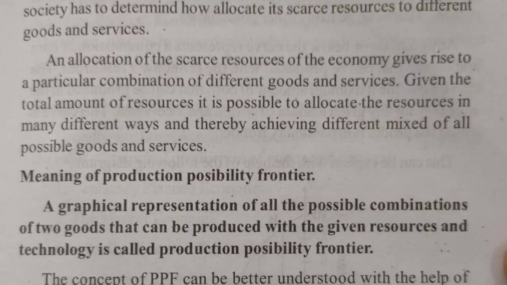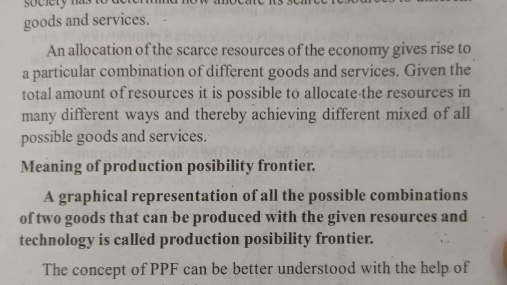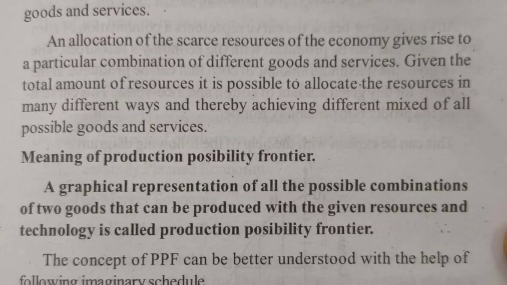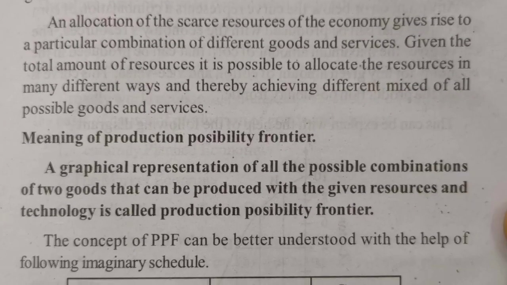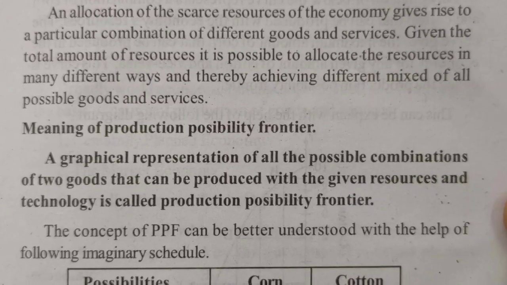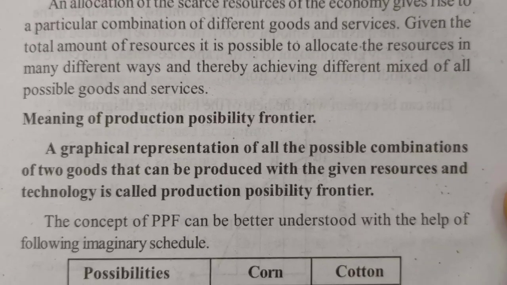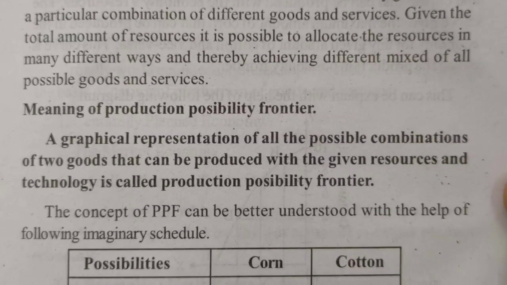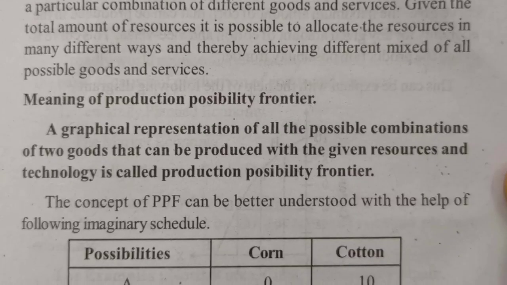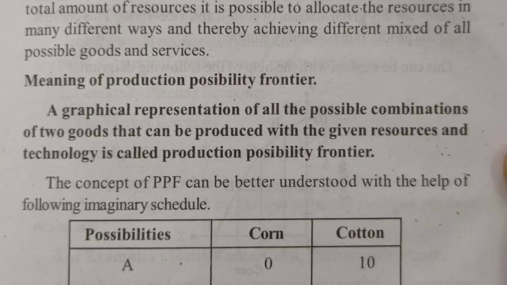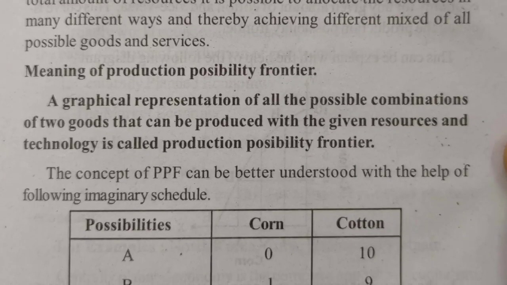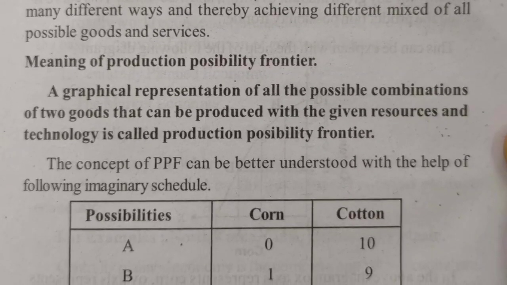So the possibilities of two goods. Here the two goods are given to you. Now you have to select which good should be produced with the given resources and technology also. They are giving the technology and the resources, so you have to produce from that. This is known as the production possibility frontier. So there is a diagram also.